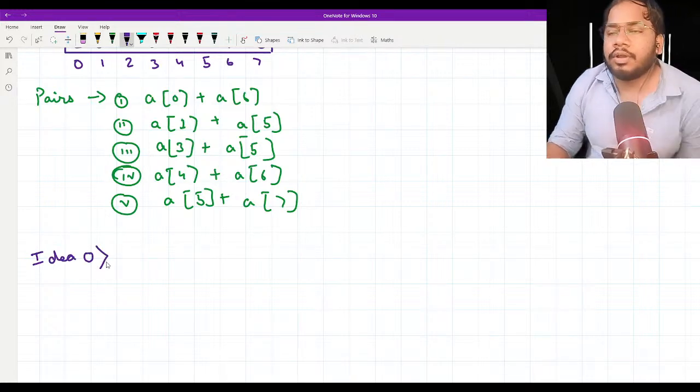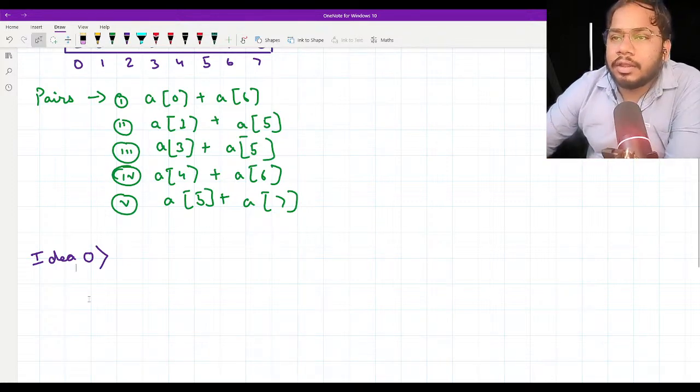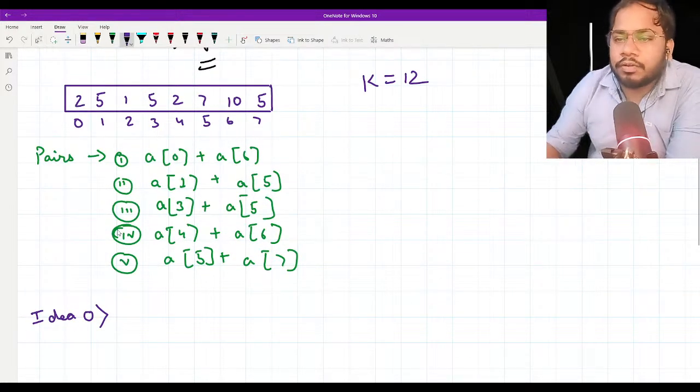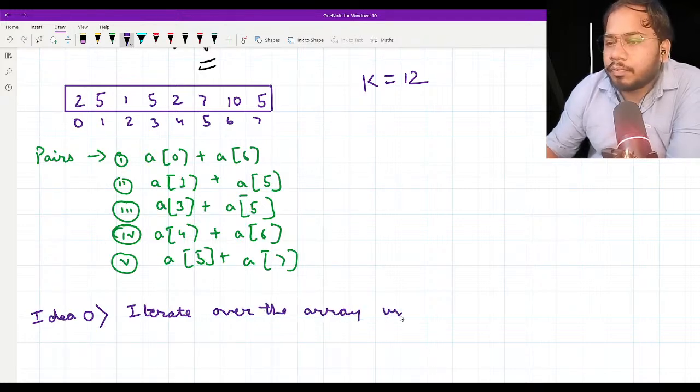What we can do is iterate over the array using two for loops, or any loops, it depends. Mostly we use for loops.